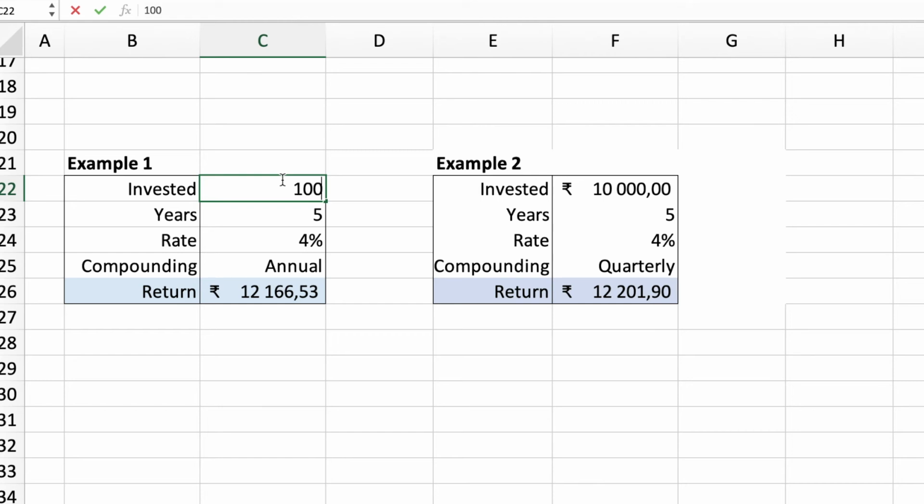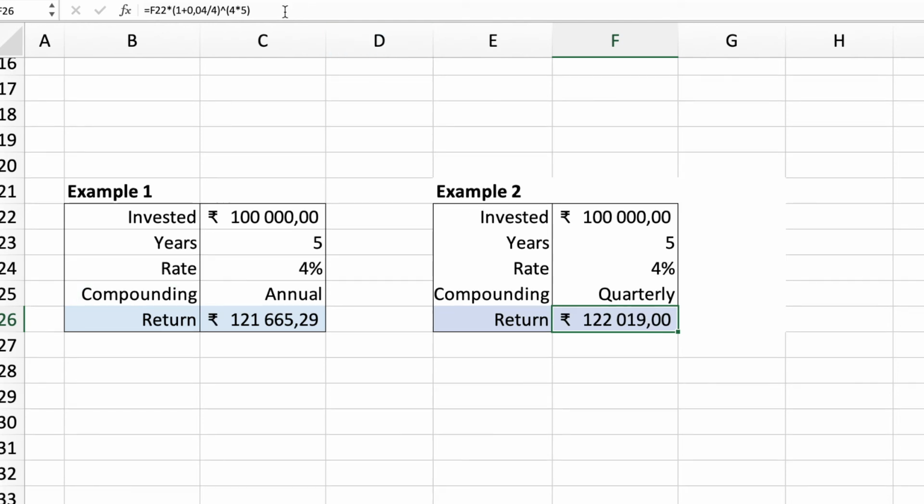For example, if you invest 1 lakh rupees or 100,000, see the difference. In this case, when the compounding is annual, your return value will be 1,21,665 rupees. In case of quarterly compounding, your return will be 1,22,019 rupees. So as you keep increasing the invested amount, your return value will also be higher.